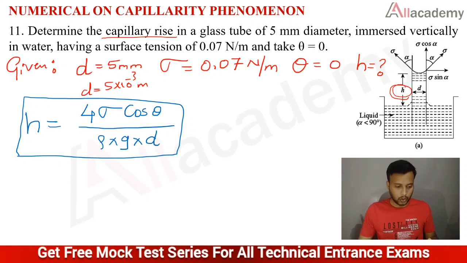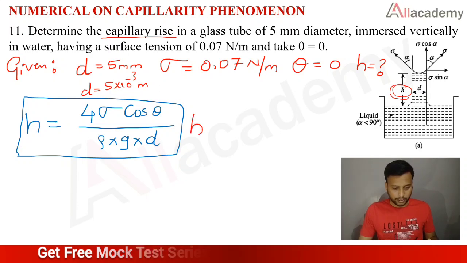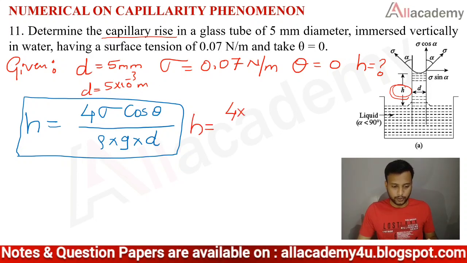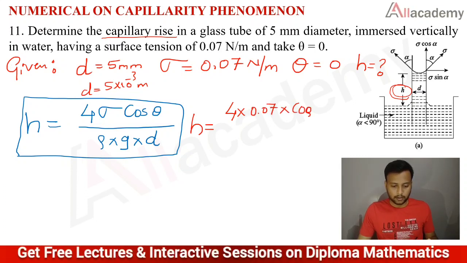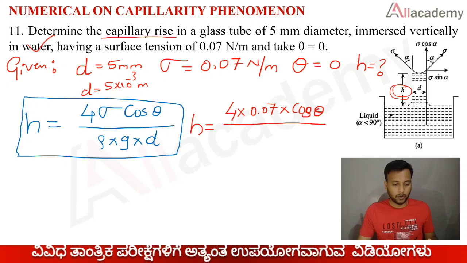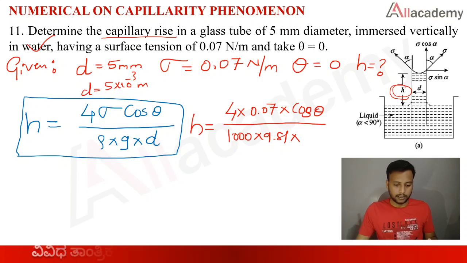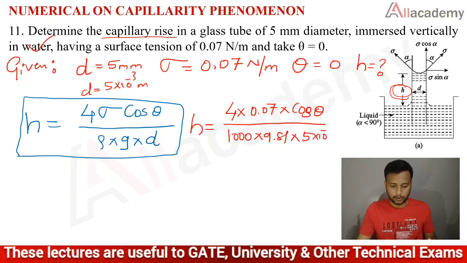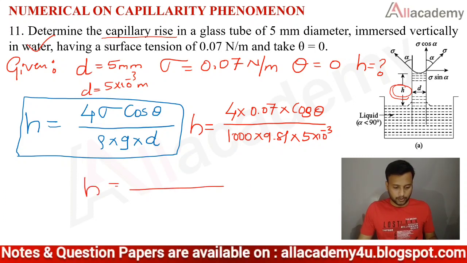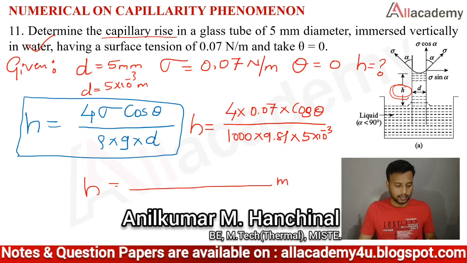Now let us substitute all the given data. H will be equal to 4 into sigma, which is 0.07, then cos 0, whole divided by the density, it is clearly given as water, so density will be 1000, into 9.81. Then the diameter is given, that is 5 into 10 raised to minus 3. If you simplify this, what answer are you getting? You are getting it in terms of meter.